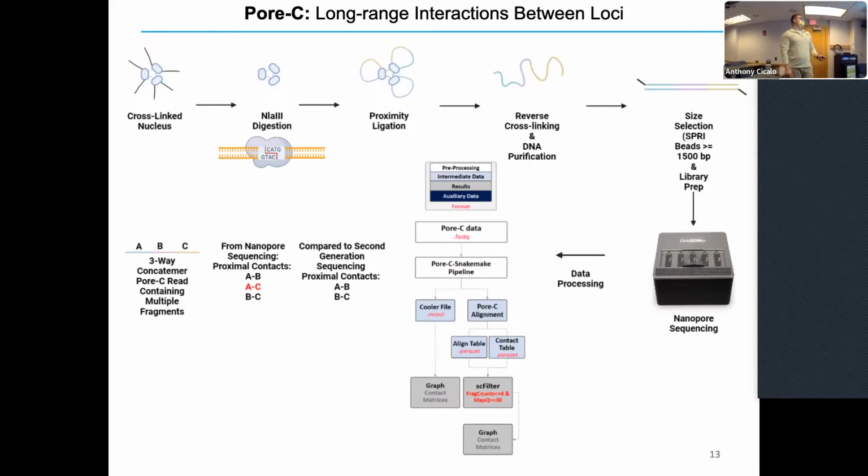Another thing to note from 4C versus Illumina is that we can generate these 3-way concatemers that can be decomposed into their pairwise contacts. With a typical second generation sequencer, you get A and B and C as the pairwise interactions. But actually, when we get this 3-way concatemer from a 4C read, we can decompose that into AB, BC, and the additional AC read, which you would not see in the second generation sequencing.